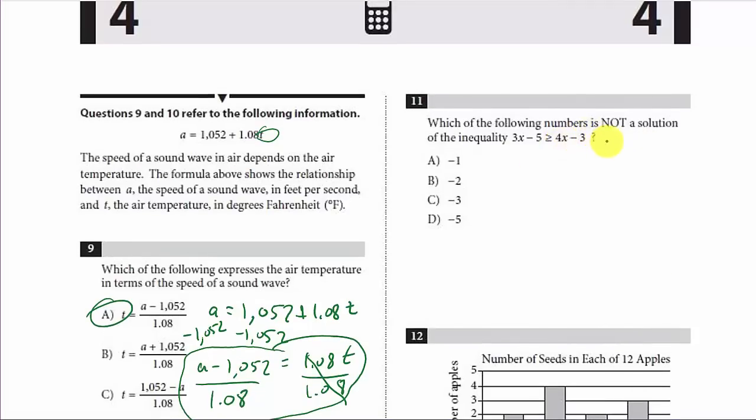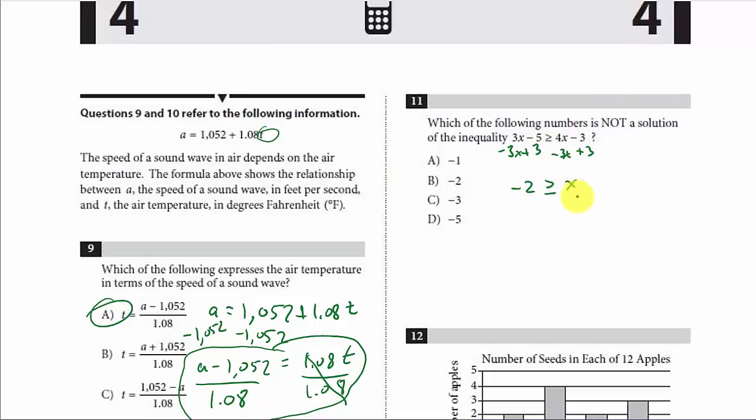Which of the following numbers is not a solution of the inequality? All right. So all we do is solve this. We'll subtract 3x from both sides, and we'll add 3 to both sides. And so we get x is less than or equal to negative 2.